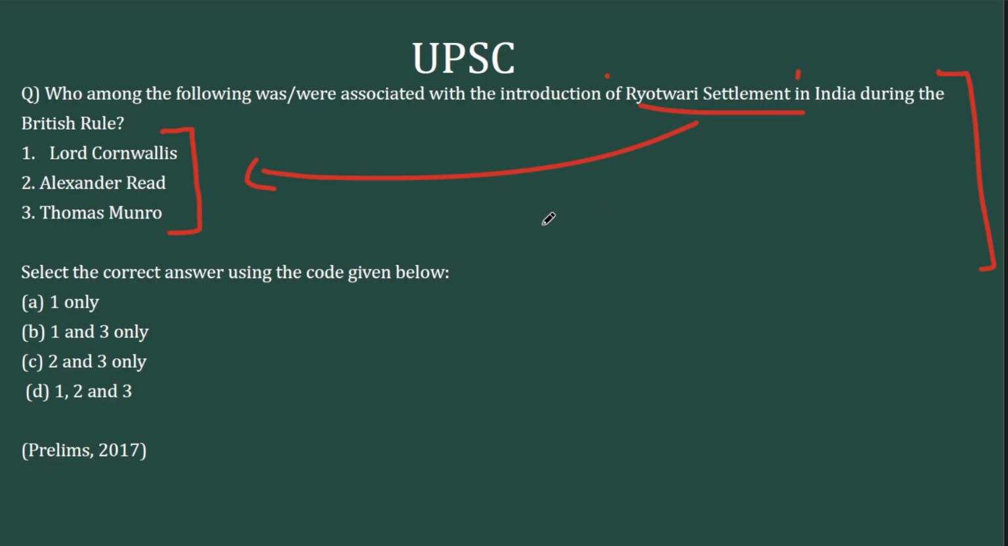Now you have three major revenue settlement systems. One is ryotwari, which is given in the question. Second is mahalwari. Third is permanent settlement. Permanent settlement is a system introduced by Cornwallis, the first person here. So it was during his governor generalship, which is 1793. And what is permanent settlement? You fix the land permanently to the zamindars. And you fix the revenue on the land.